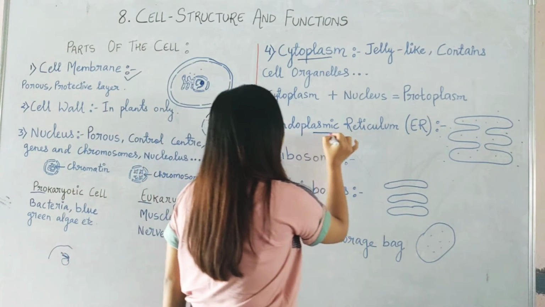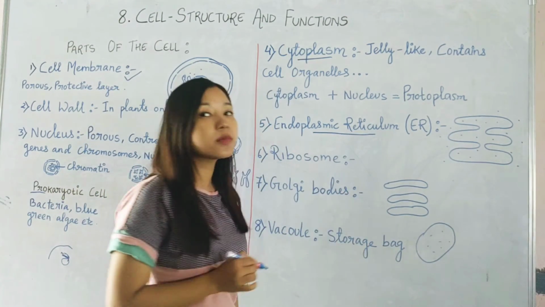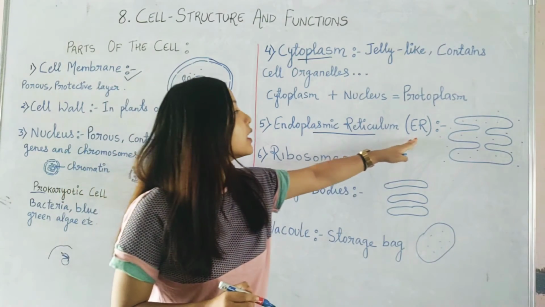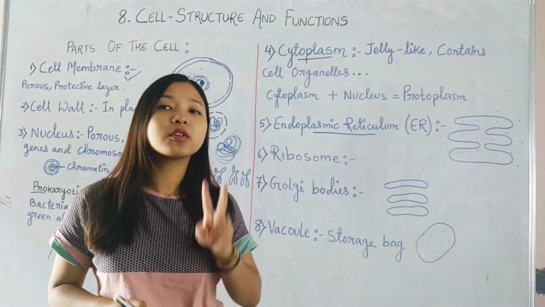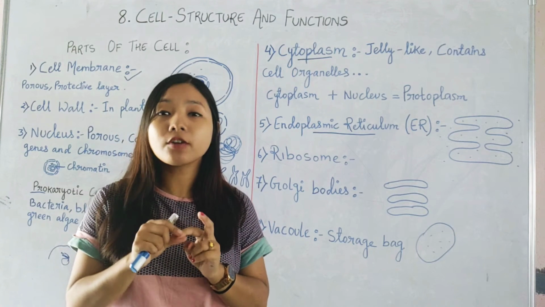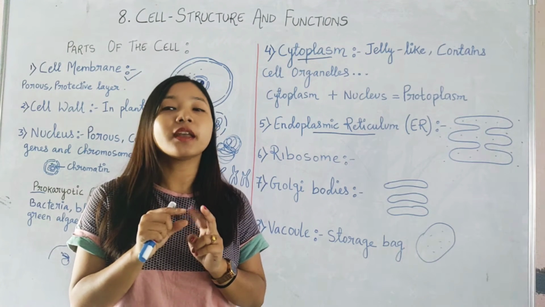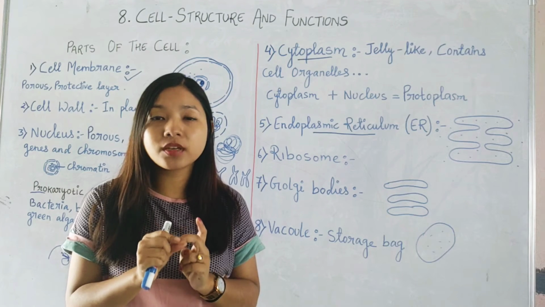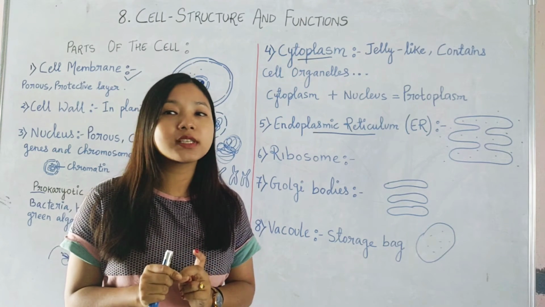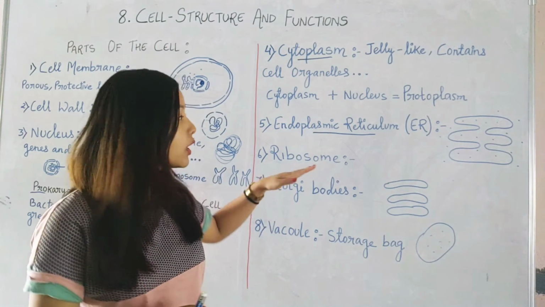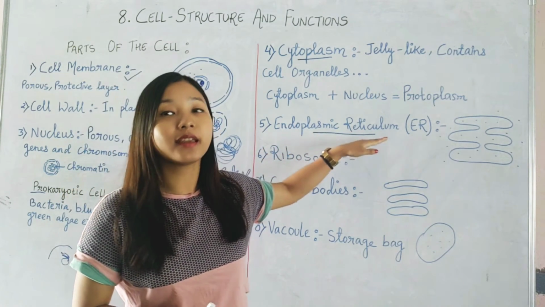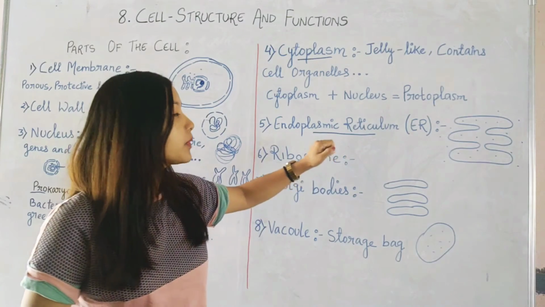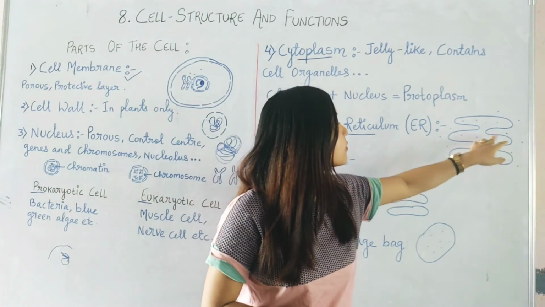First is endoplasmic reticulum. Endoplasmic reticulum can be written as ER in short. Endoplasmic reticulum can be of two types. One is rough endoplasmic reticulum, another one is smooth endoplasmic reticulum. But that you will study in your higher classes. For now, you remember that endoplasmic reticulum is a cell organelle. It has a structure somewhat like this.